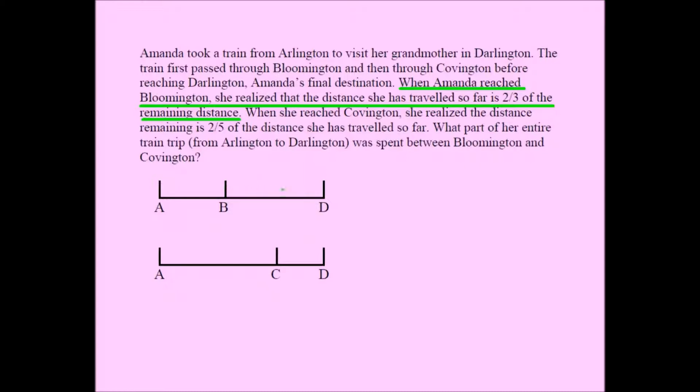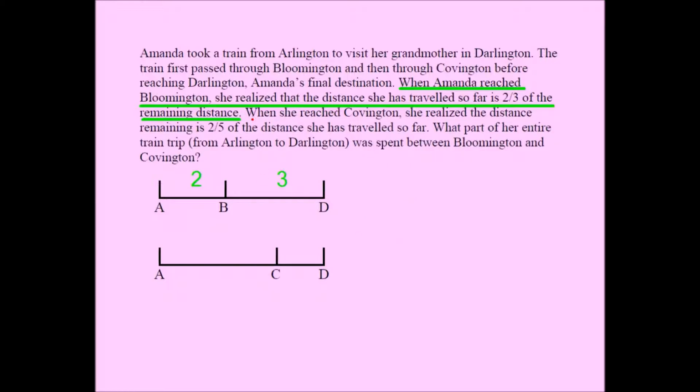So, if the distance between Bloomington and Darlington is 3 units, the distance between Arlington and Bloomington must be 2 units. That's what the green underlined sentence implies. Let's see what happens next.